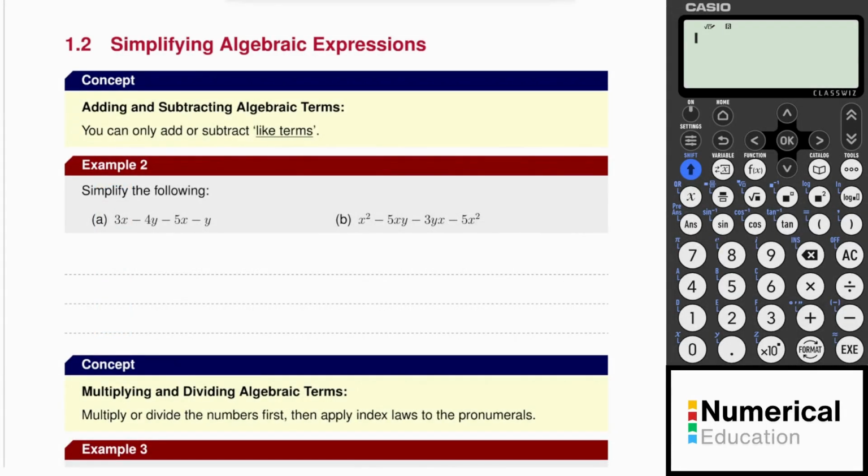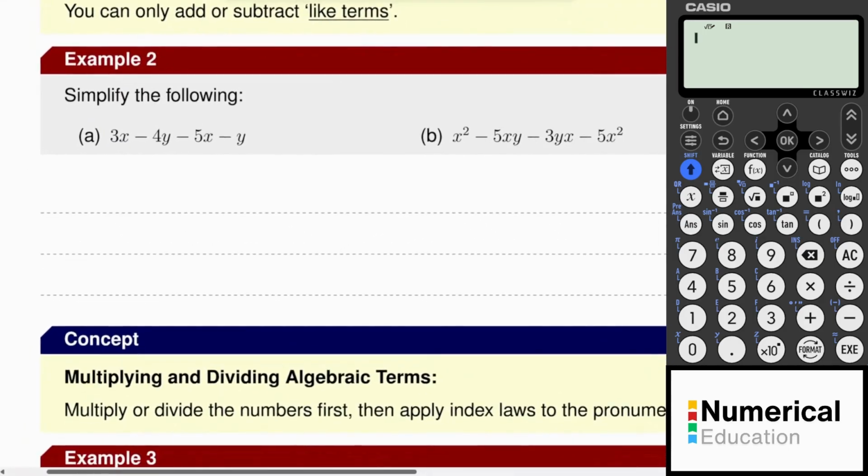So in this video, we're going to revise how to simplify algebraic expressions. It's most likely going to be questions involving addition, subtraction, multiplication, and division of algebraic terms. Starting with addition and subtraction, you can see in the first concept box there, you can only add or subtract like terms. Let's get right into the next example here.